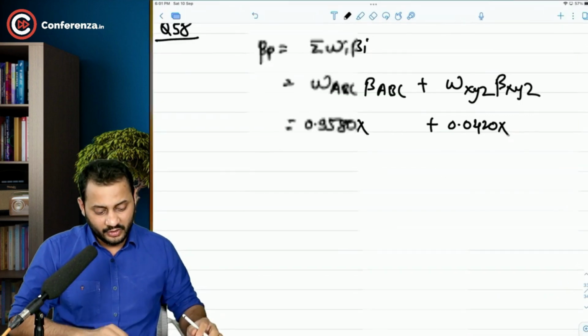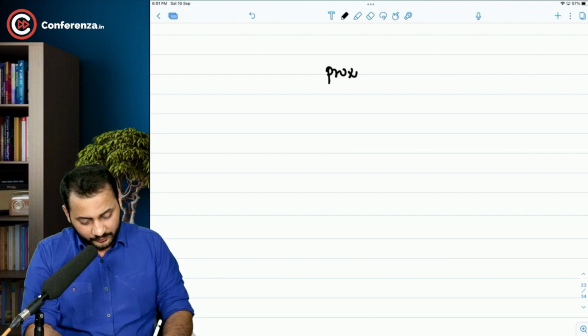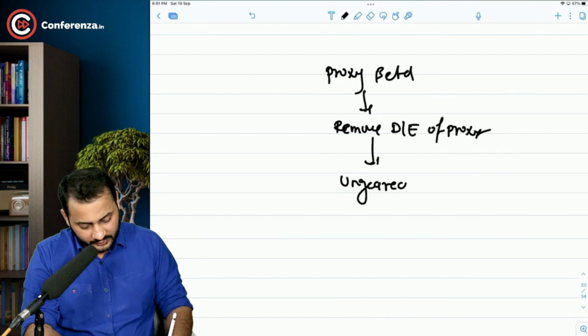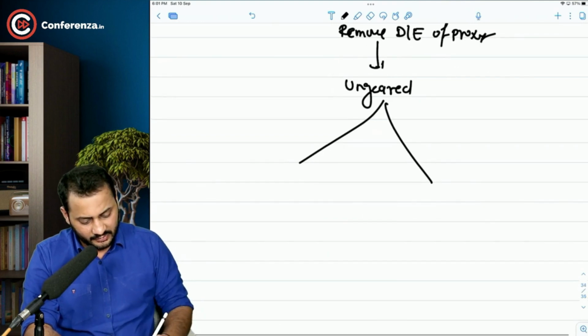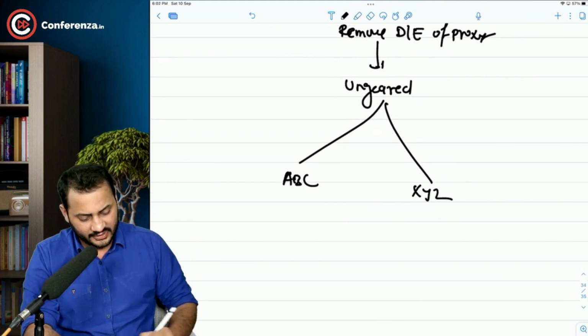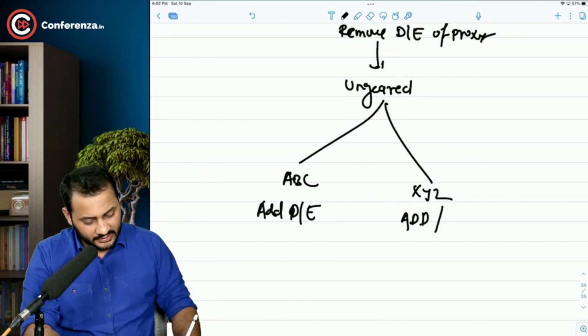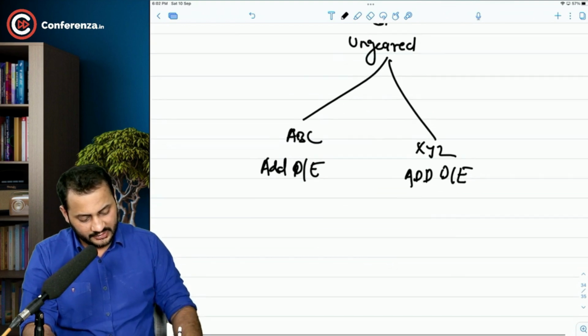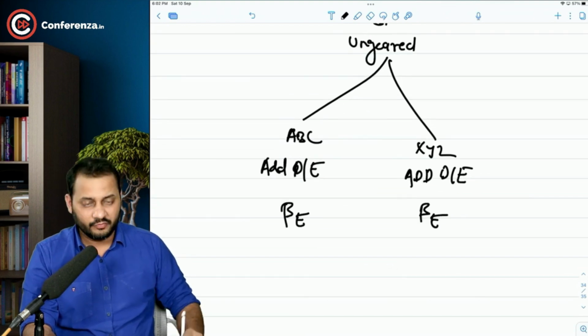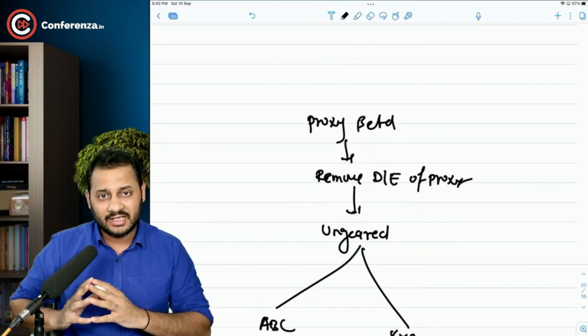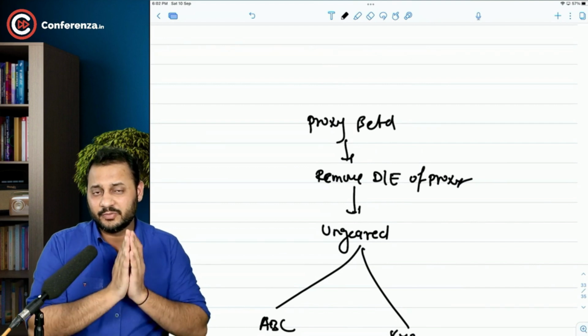So what we have to do right now, see, we have to take the proxy beta, remove the debt equity of the proxy from that, convert that beta to ungeared, and then this ungeared beta will be used for ABC and XYZ. So we will add the debt equity ratio of ABC, we will add the debt equity ratio of XYZ, and then we will have two different betas of ABC and XYZ. This is what we are going to do, and this is what we have been doing for the last two chapters as well in international financial management, in corporate valuation.